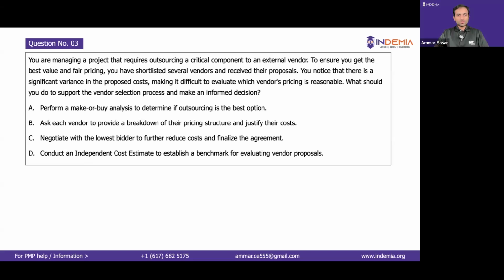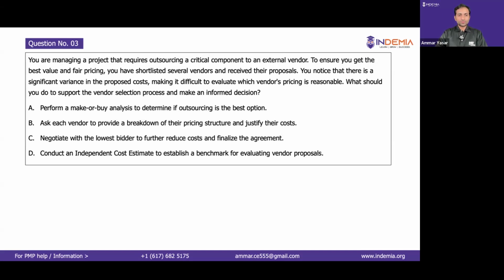So you have multiple vendors and they have proposed different estimates, different prices, and there's a huge variation in those prices. It's difficult for you to decide which price is the best price, because you don't always go for the lowest price, right? Because maybe if somebody is offering the lowest price, they may compromise on quality. So it's difficult for you to determine which price is the right price or optimum price.